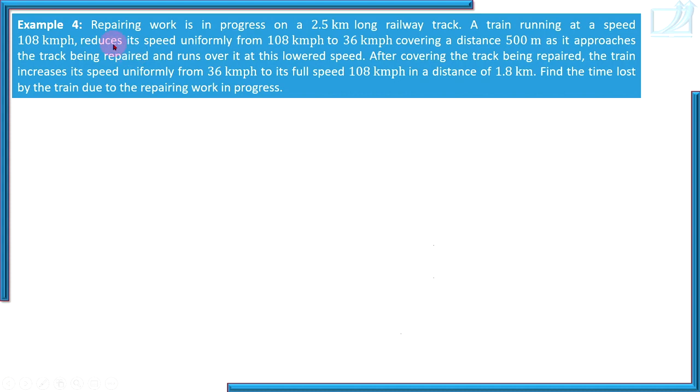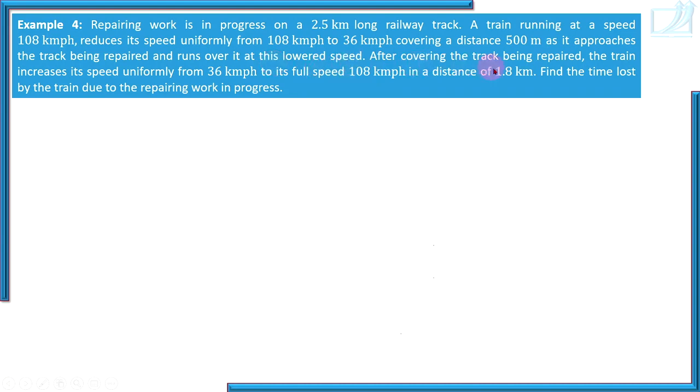Let's read this problem. Repairing work is in progress on a 2.5 kilometer long railway track. A train running at a speed 108 kilometers per hour reduces its speed uniformly from 108 kilometers per hour to 36 kilometers per hour, covering a distance 500 meter as it approaches the track being repaired, and runs over it at this lowered speed.